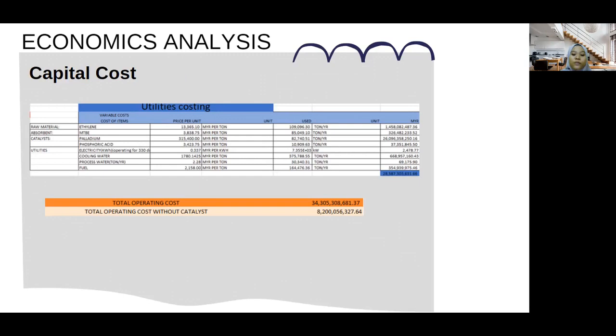Next, for fixed operational costs, which include labor, plant overhead, and laboratory, all of these will take up to 20% of the total operating costs.